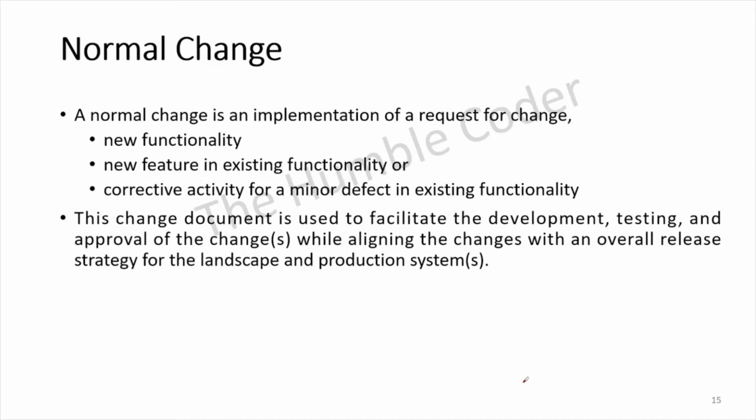normal change document. A normal change is an implementation of request for change, that is a new functionality, a new feature in the existing functionality, or a corrective activity for a minor defect in existing functionality. Okay, so in all of these cases we create a normal change. This change document is used to facilitate the development, testing and approval of the change while aligning the changes with an overall release strategy for the landscape and productive systems.